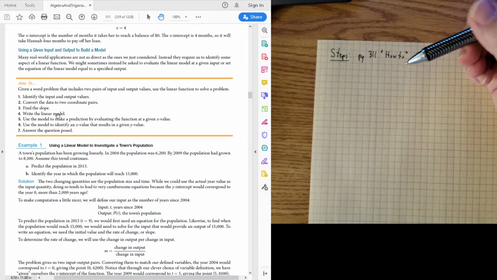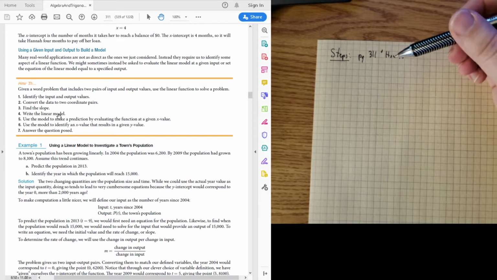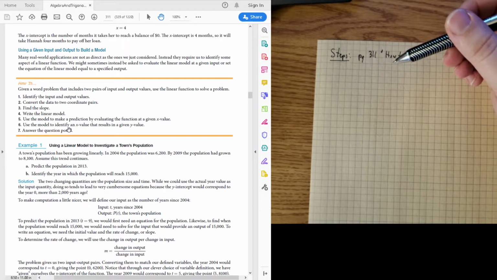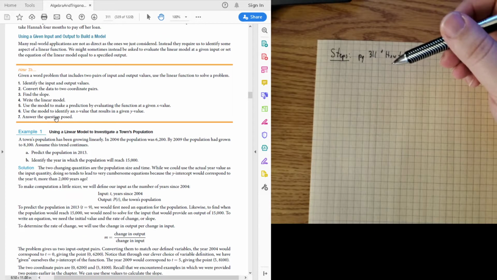4, write the linear model. We did that using the point-slope form and the slope-intercept form. 5, use the model to make a prediction by evaluating, so that's plugging things in. 6, use the model to identify an x value that results in the given y value, so that's analyzing results. And 7, make sure to answer the question. This is why you have that last piece of putting it in complete sentences.